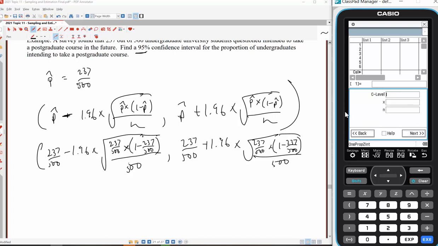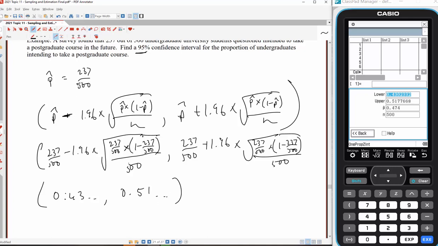All right, now 1 prop Z says, give us a confidence level, please. Well, we want 95% confidence. It says, hey, what's the sample size? And what is observed in your particular sample? So we observed 237 in a sample of 500. And here's our confidence interval: 0.43 up to 0.51.